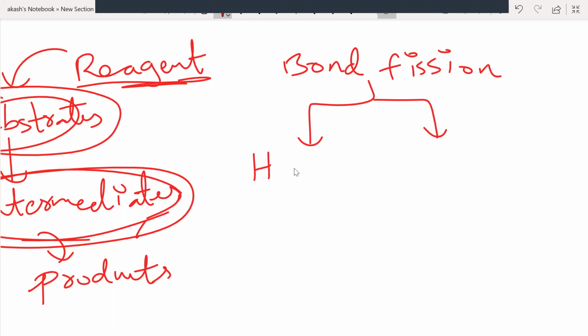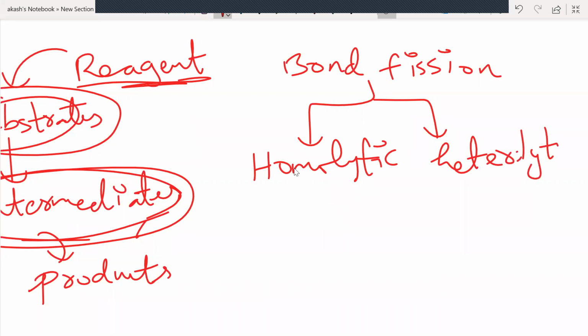The thing is, I'm going to have two types called homolytic bond fission, and obviously the other one is going to be heterolytic bond fission. Homolytic bond fission and heterolytic bond fission. At least today we'll complete homolytic. Let us speak about heterolytic later, in tomorrow's class.